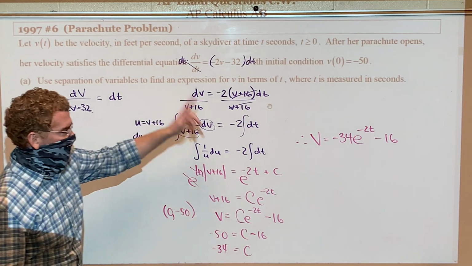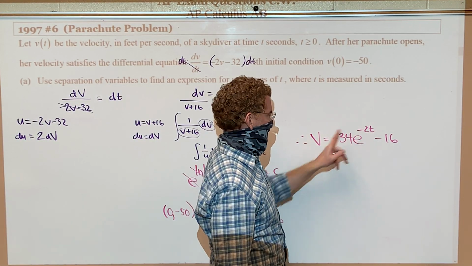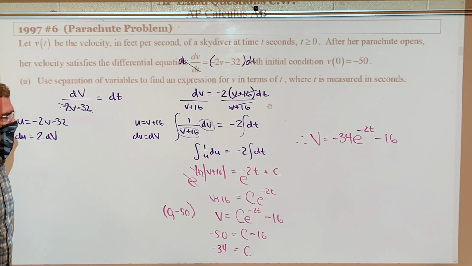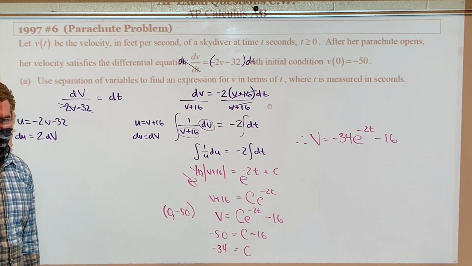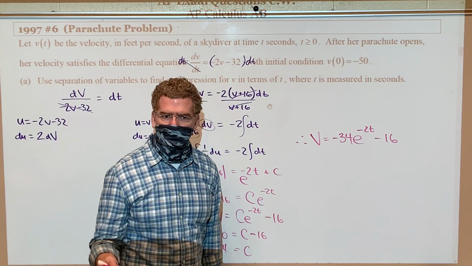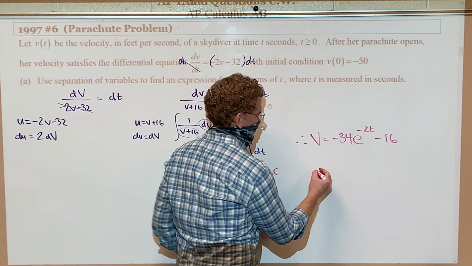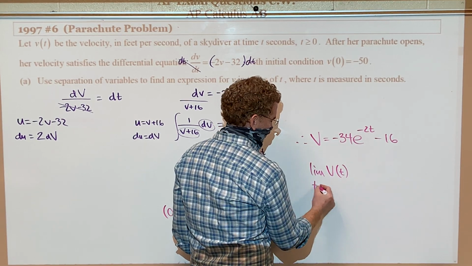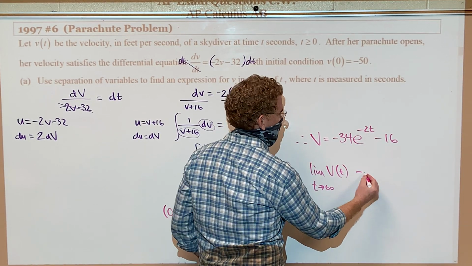And the math checks out too, right? If I plug a 0 in here for t, my velocity is negative 50. What if I plug in 1,000 for t? How about this? What is the limit of my velocity as t approaches infinity?